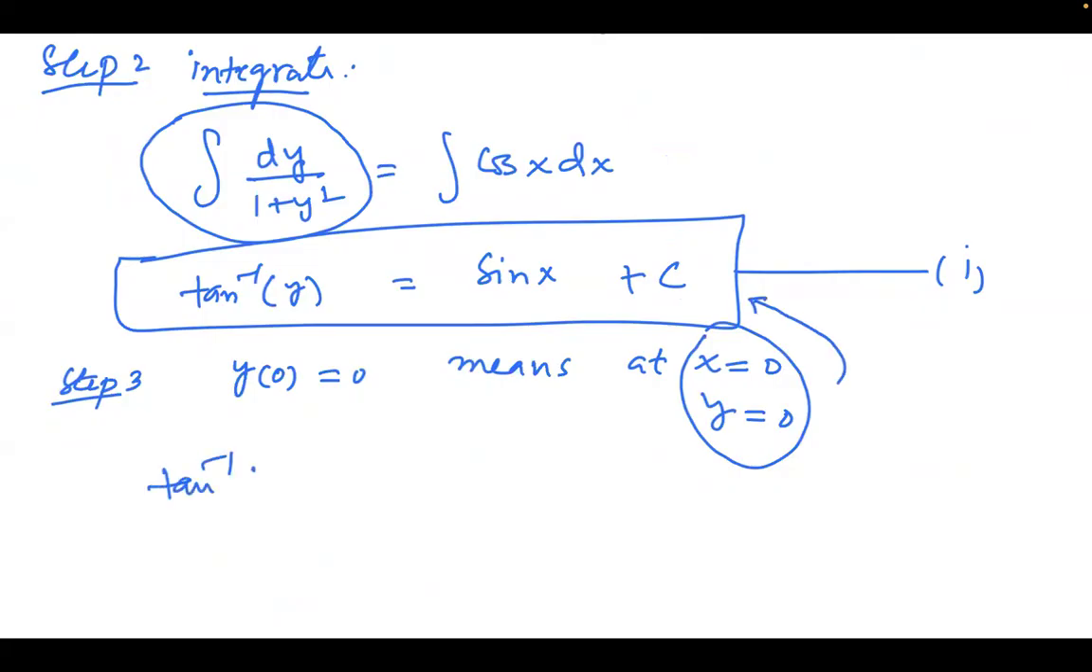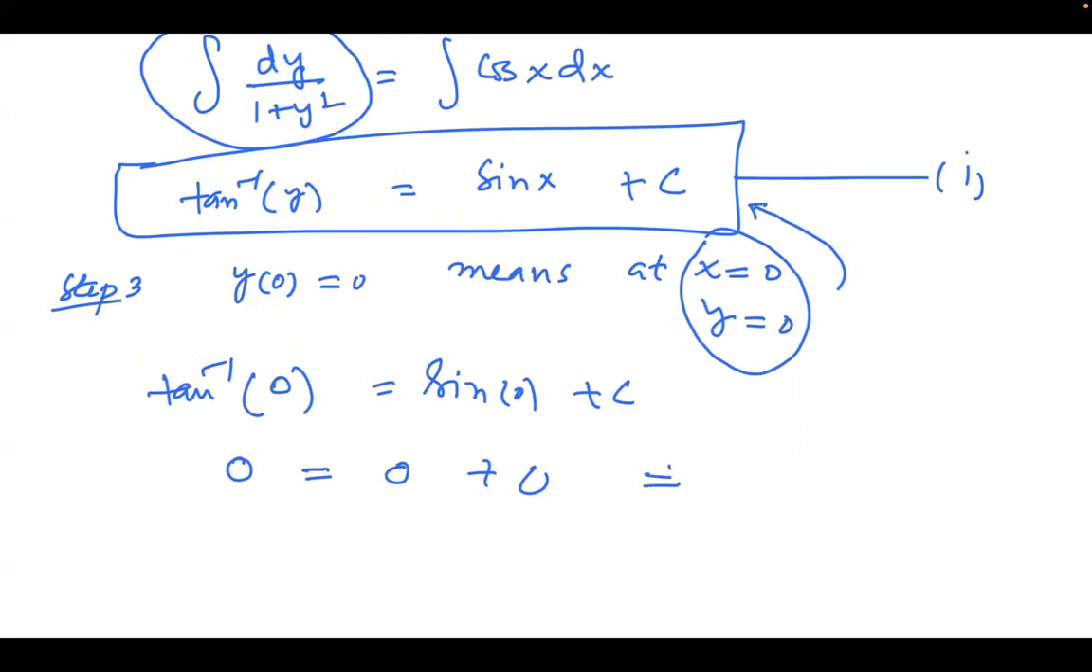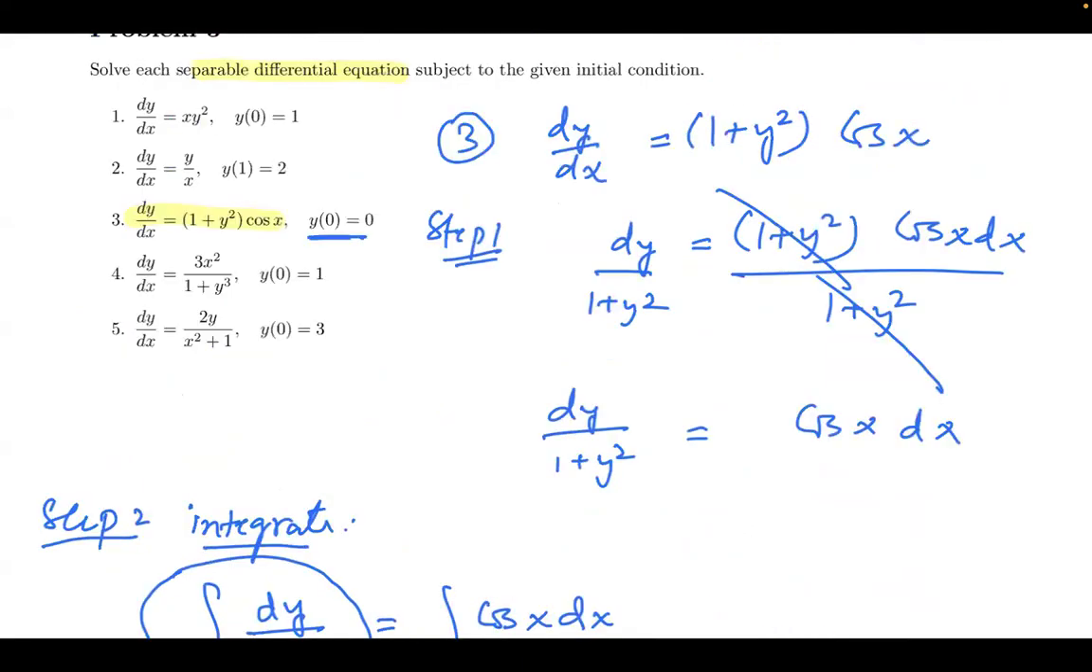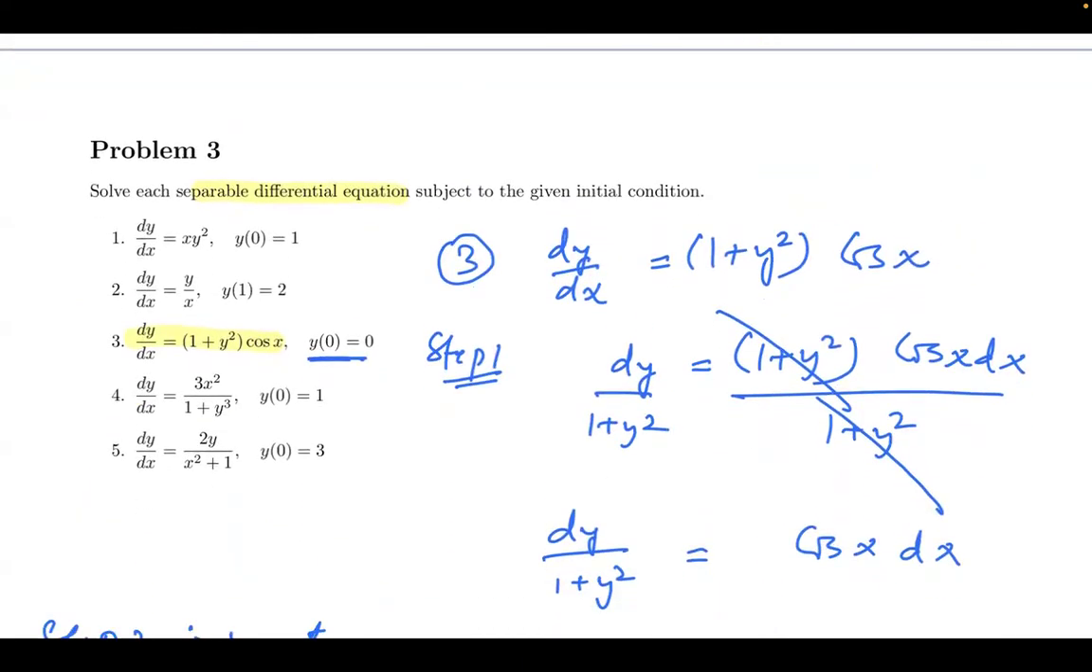So tan inverse y is 0, sine of 0 plus c. Tan inverse of 0 is 0, sine of 0 is 0, and I have plus c. So you can see it means the value of c is 0. If you put this value back into this equation, the solution that you will get is tan inverse y is equal to sine of x. Okay, so this is the solution for problem 3, and for all other problems you need to follow these steps.